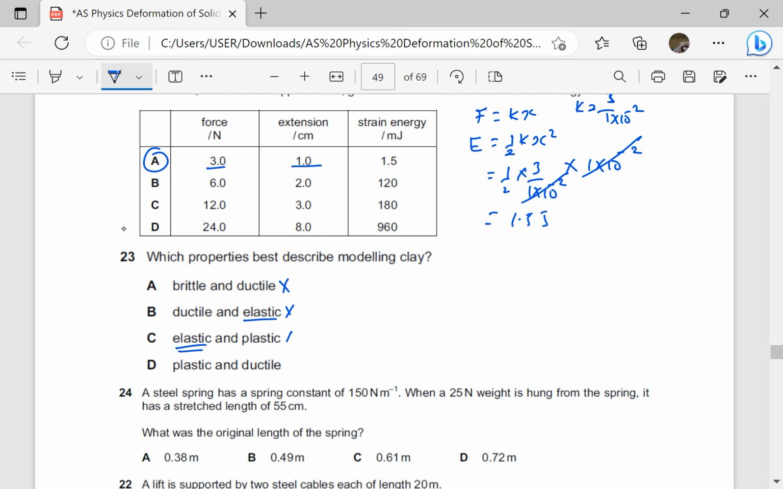Elastic means it goes back to its original length when the load is removed, but it retains its new length. However, it can be molded into any shape. Therefore, it is plastic and ductile. Although this question here, materials, is out of the syllabus, it doesn't do you any harm to know that it's plastic and ductile.